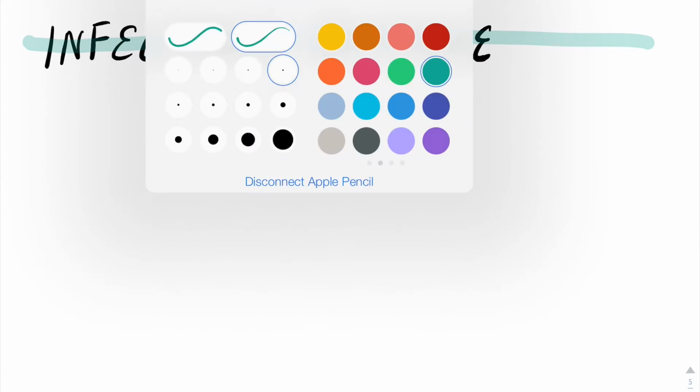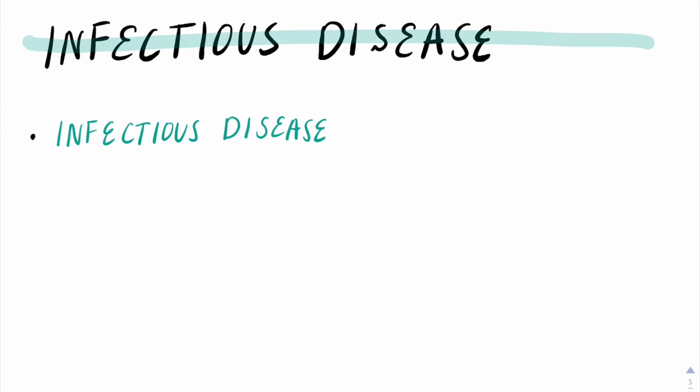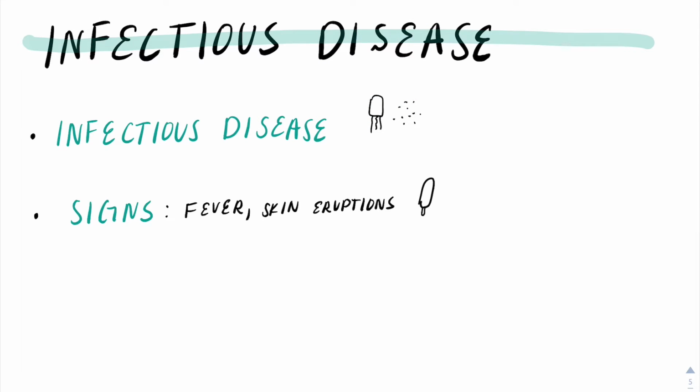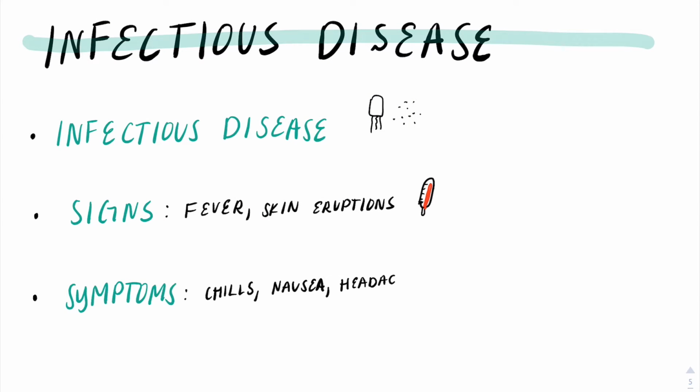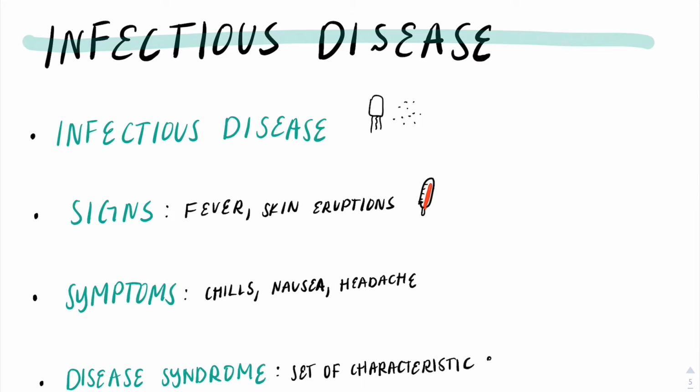Infectious disease is anything caused by a virus, bacteria, fungi, or protozoa. Signs can be directly observed on the host. Symptoms are changes that the patient experiences. Disease syndrome is a combination of signs and symptoms that describe how the disease looks.